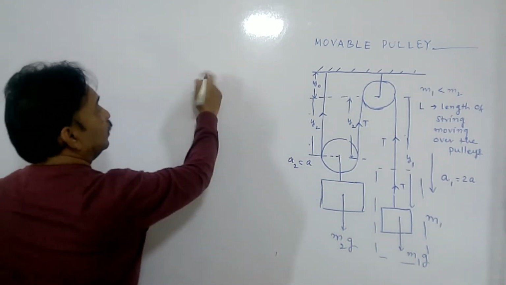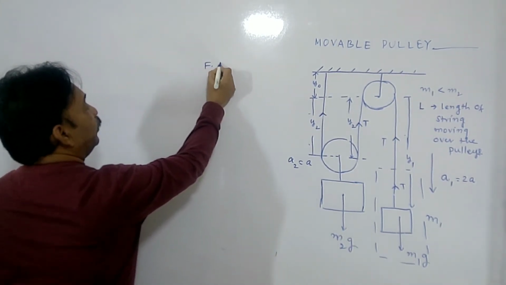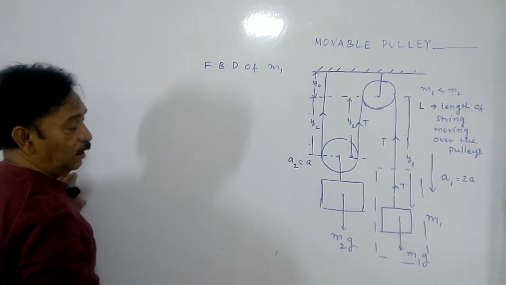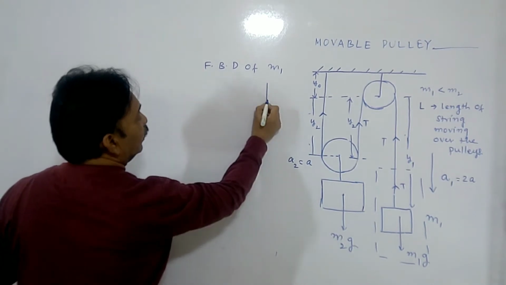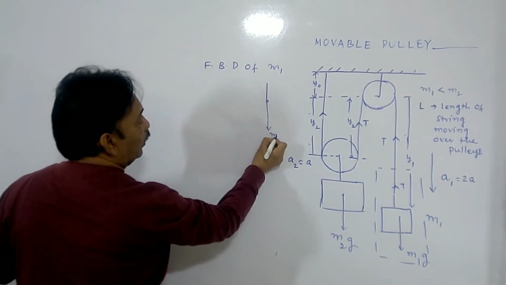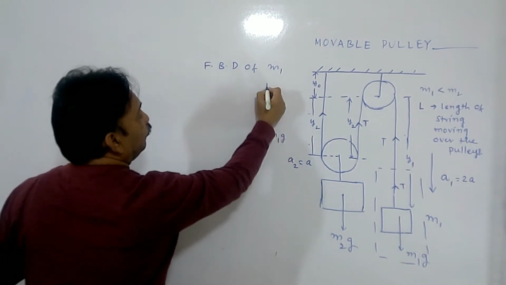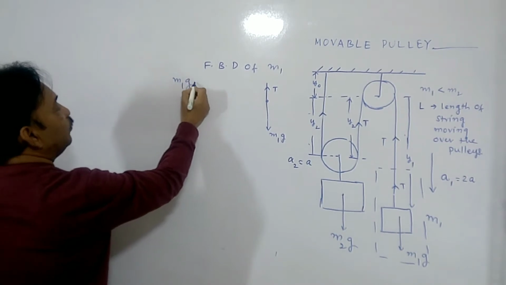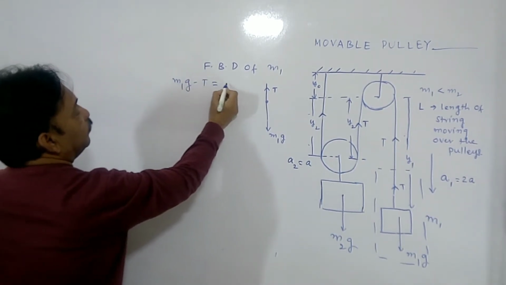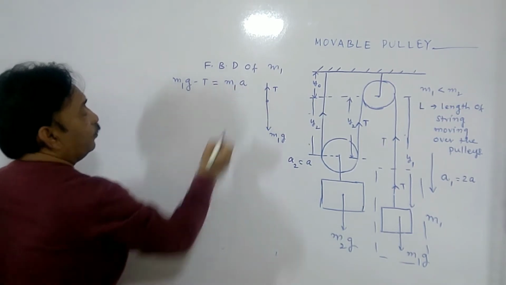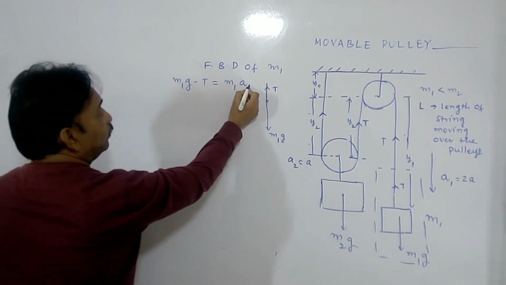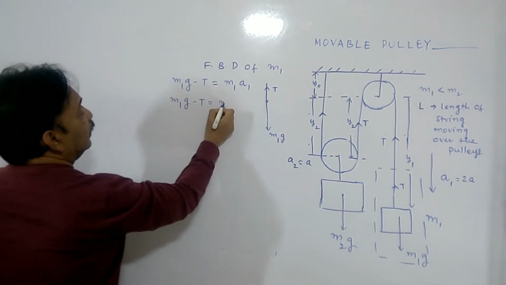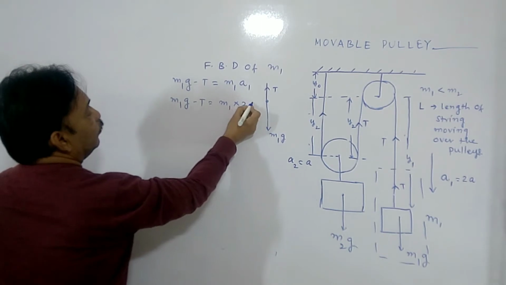Here in this case, we are writing the FBD of M1. Okay, students, it can be drawn in this way. It is m1g and it is the T. Here m1g minus T is equal to m1a. That means acceleration a1, that is m1g minus T equals m1 into 2a.